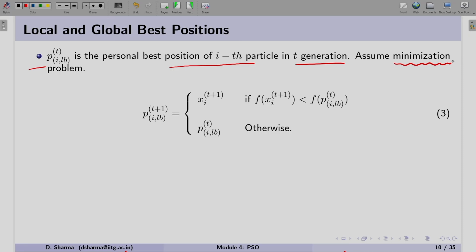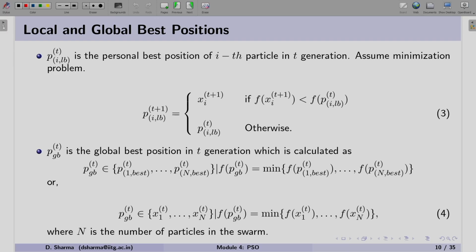So, in this minimization problem, the local best of the particle is updated to the new position of the particle if the fitness at the new position of particle i is smaller than the local best so far found for particle i. Since it is a minimization problem, we are using this smaller than sign. If the fitness is like that, we change the local best of a particle to the updated position of the particle. Otherwise, we keep the same local best of the particle.